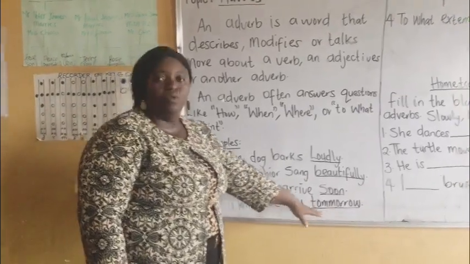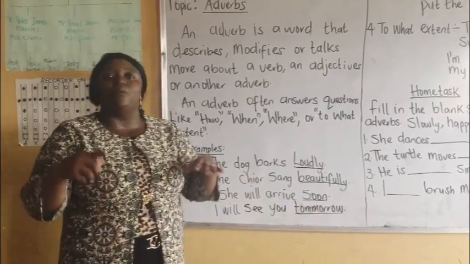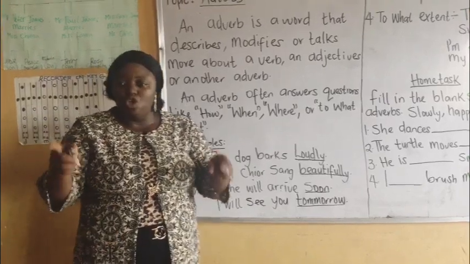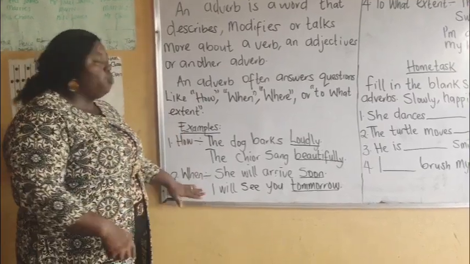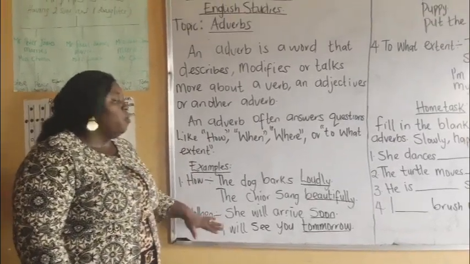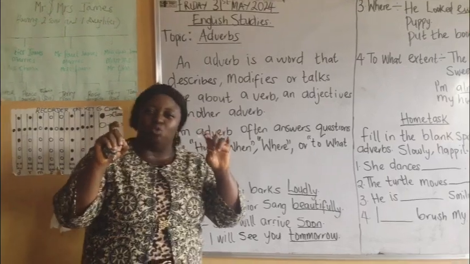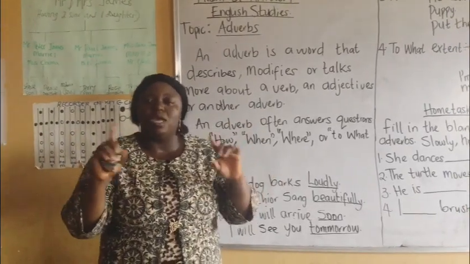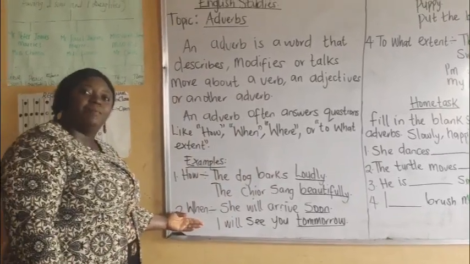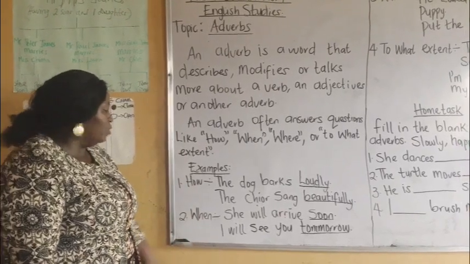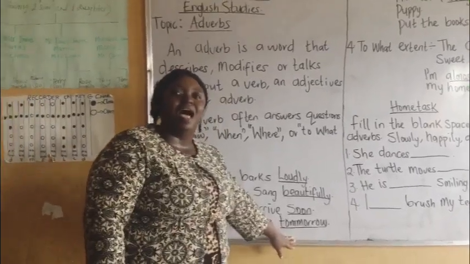Move over to the second example: I will see you tomorrow. Now I can actually say, I will see you, and I am correct. You can also say, I will see you soon. But now we're talking about when. Soon and tomorrow. You can actually have yesterday, today, and also include your time. Time also talks about when. Now tomorrow here is our adverb.